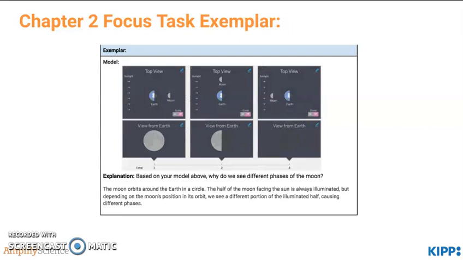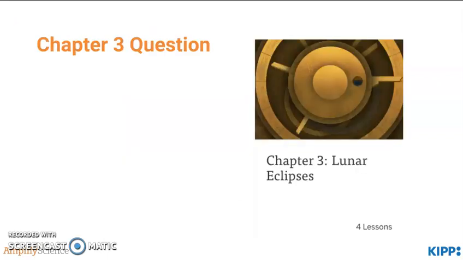Great, here's the exemplar. Students should show and explain that half of the moon facing the sun is always illuminated, but since the moon orbits the Earth, the appearance from Earth changes. Students receive 4 points for the model and 4 for the explanation. You can check your answer with the rubric online. If you need more time to look it over, pause the video and resume when you are done.